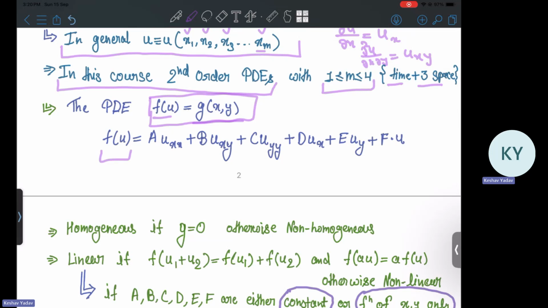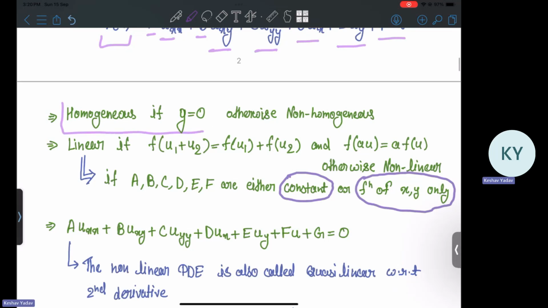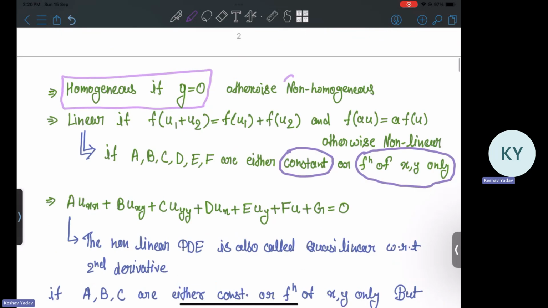And this f in general can be written, if it is a second order PDE, as a uxx plus b uxy plus c uyy plus d ux plus e uy plus f u. Okay. So this PDE is homogeneous if the right hand side of the PDE is 0. Otherwise, it is non-homogeneous.